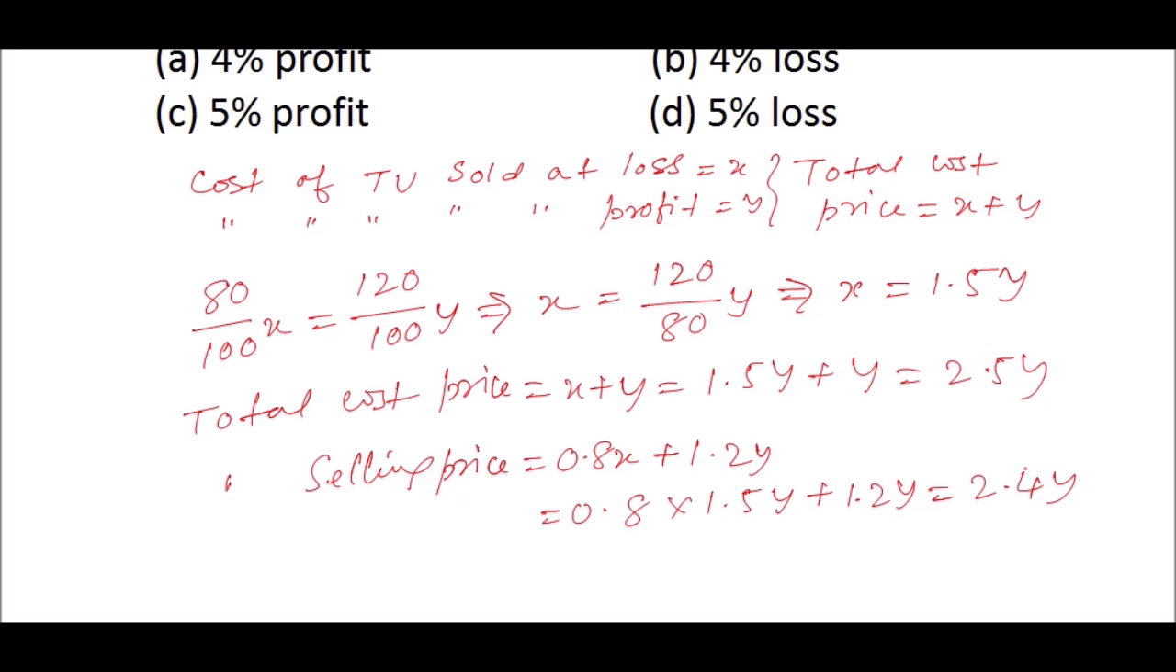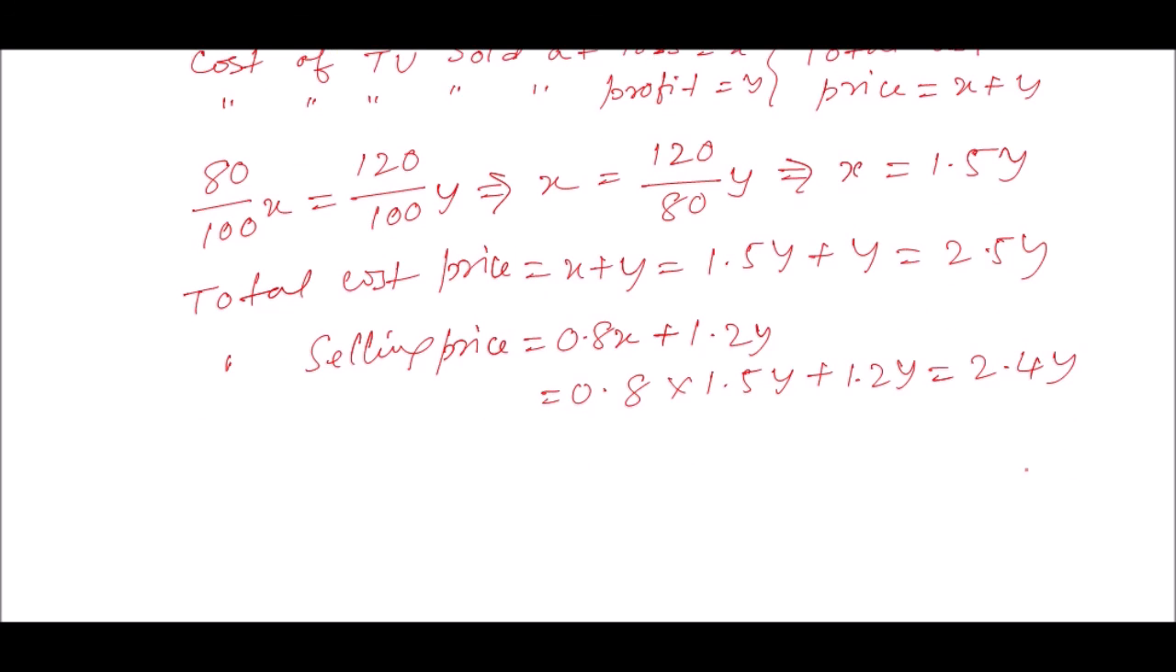Therefore, you can see that the cost price is higher and the selling price is lower. Therefore, he made a loss. How much loss is made? Therefore, loss is equal to 2.5Y minus 2.4Y, which is equal to 0.1Y. And if you want to convert into a percentage, total cost price is how much? 2.5Y. And that should be considered as 100%.